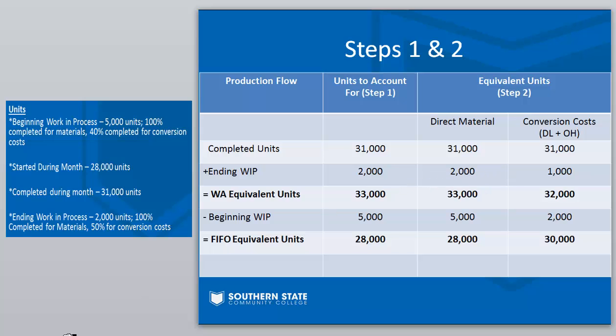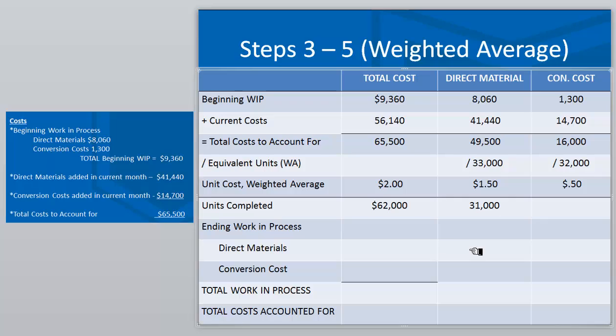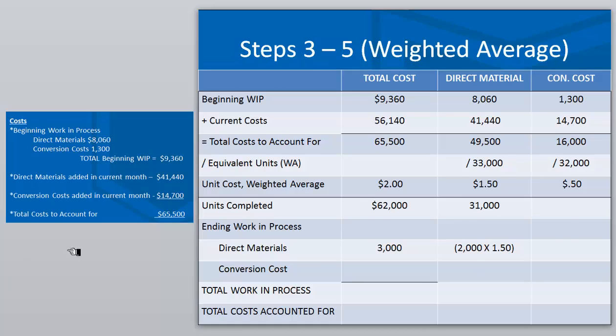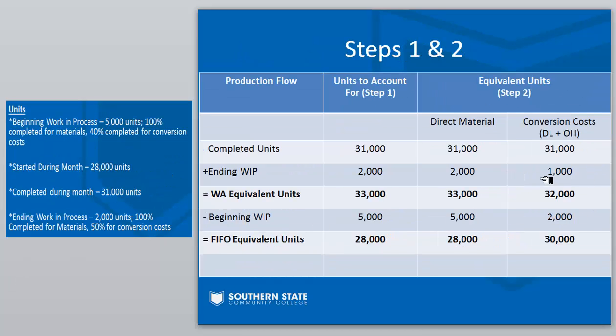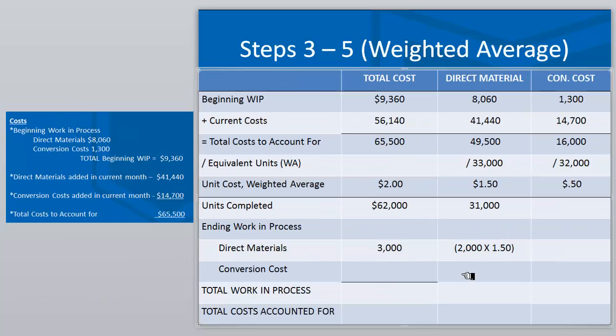My direct materials, we had 2,000 equivalent units in ending WIP. So I'm going to take 2,000 and multiply it by $1.50, which I get from right there, the unit cost for direct material. And I come up with 3,000. For the conversion cost, if we look back, we had 1,000 in our ending WIP. So I'm going to take that 1,000 times 50 cents, and I come up with 500. I get a total work in process of 3,500.